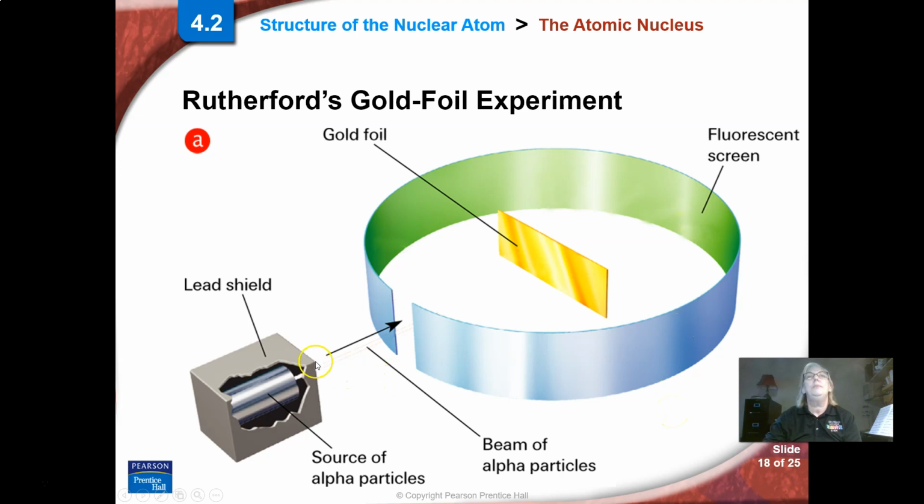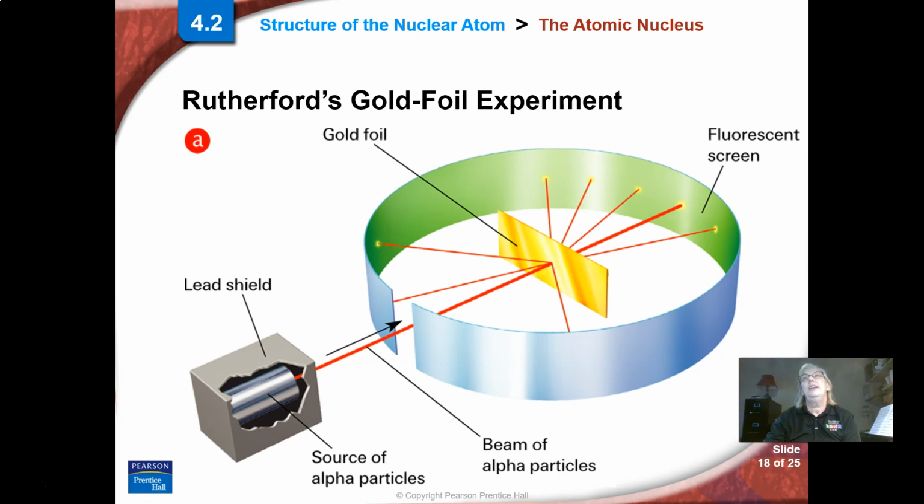He was shooting positive beams at this foil. He thought all of them would go through because he thought the atom was a chocolate chip cookie. And so all of them should be able to go through. But, like I said, he saw some that were over here. And that freaked him out.